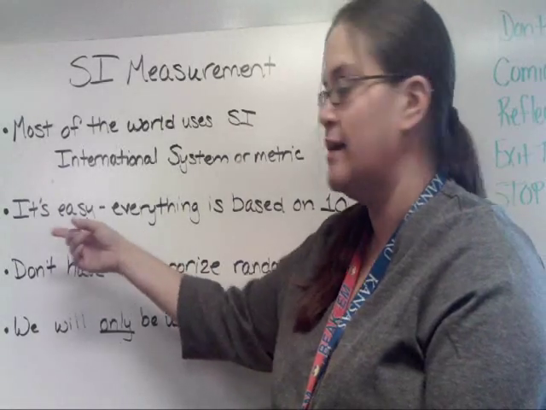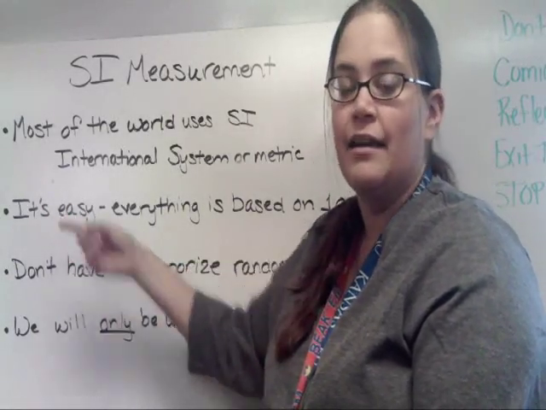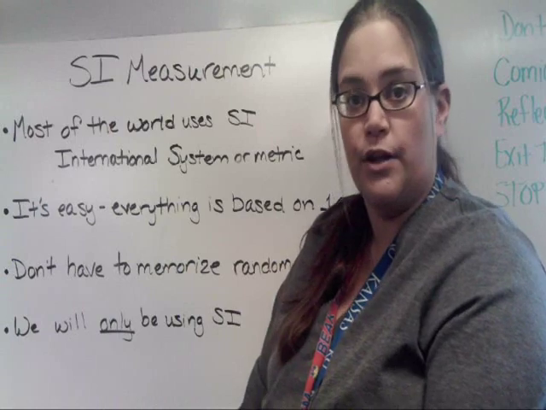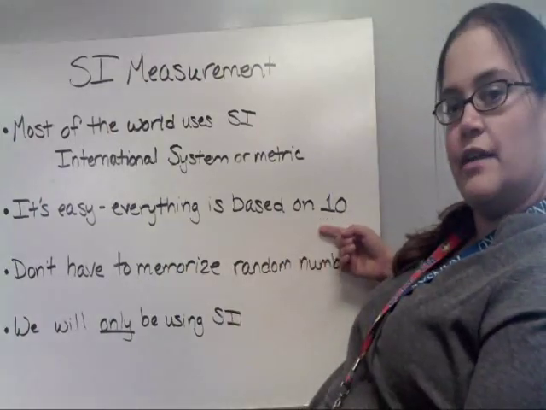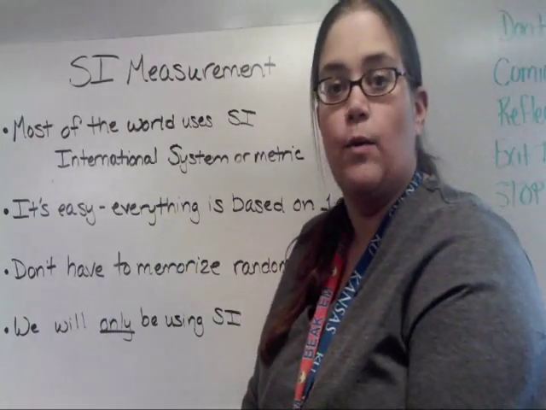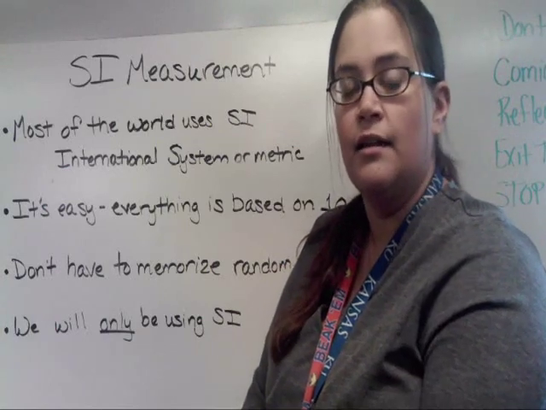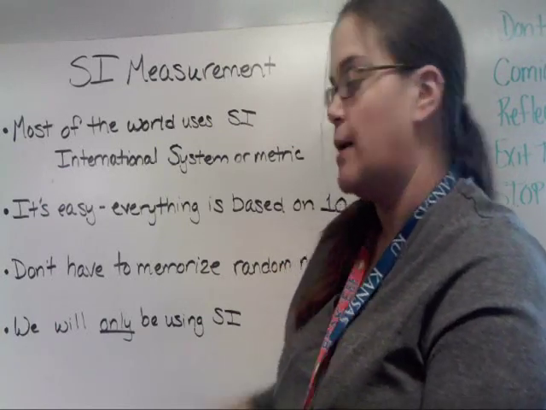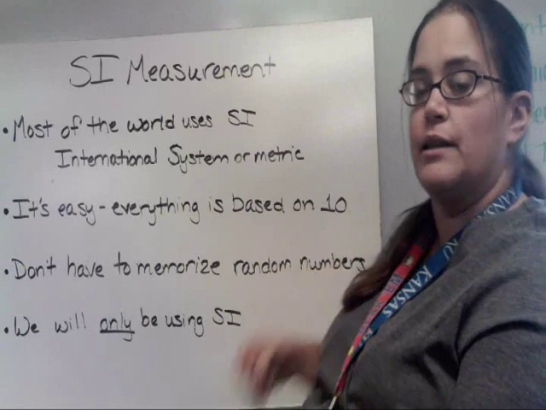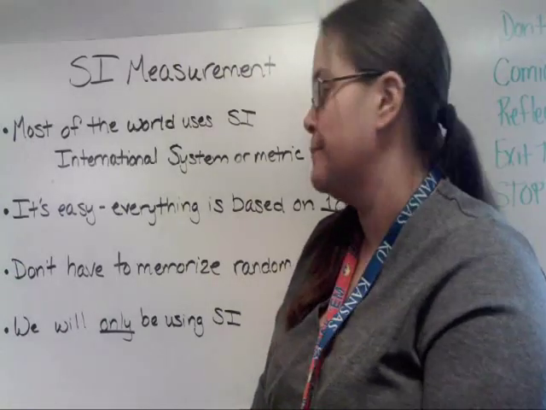So why do we use SI? It's really easy to convert from one unit to another because everything is based on the number 10. Everything is either 1/10, 100, 1,000, based on the base unit. So everything is numbers of 10. It's really easy to divide and multiply.